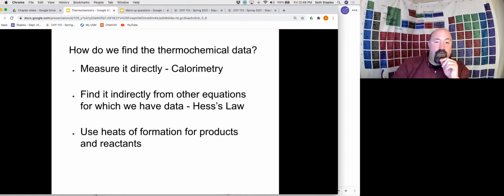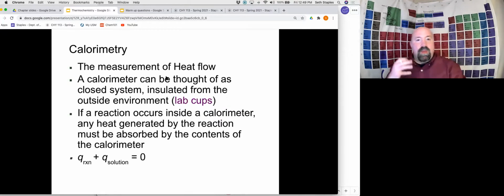For the rest of today, we're going to look at this idea of calorimetry, how we can actually directly measure the energy associated with a chemical reaction. Remember, in general, we're looking at heat flow. And so with calorimetry, we're looking at just measuring that heat flow. Think of it this way: if I have a calorimeter, which we can think of as pretty much a closed system. Actually, let me just go to the next slide.